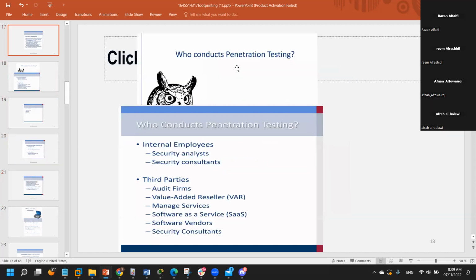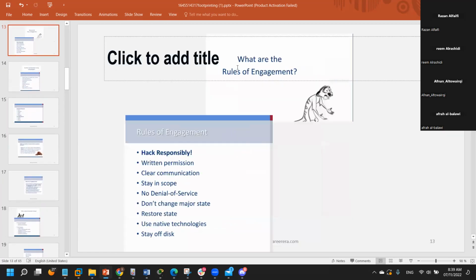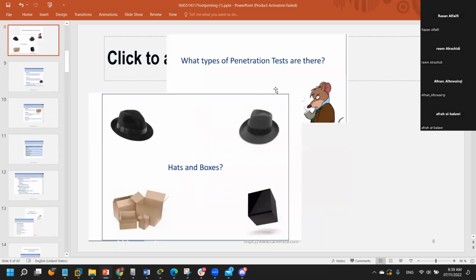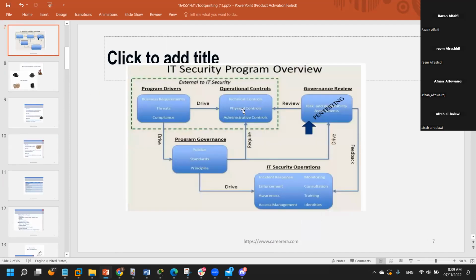And that's why, guys, at the early beginning here, I mentioned that one of the things that will drive us to really implement technical controls, or maybe preventive technical controls, or maybe physical controls, or maybe administrative controls, is basically to do a vulnerability assessment or penetration testing.